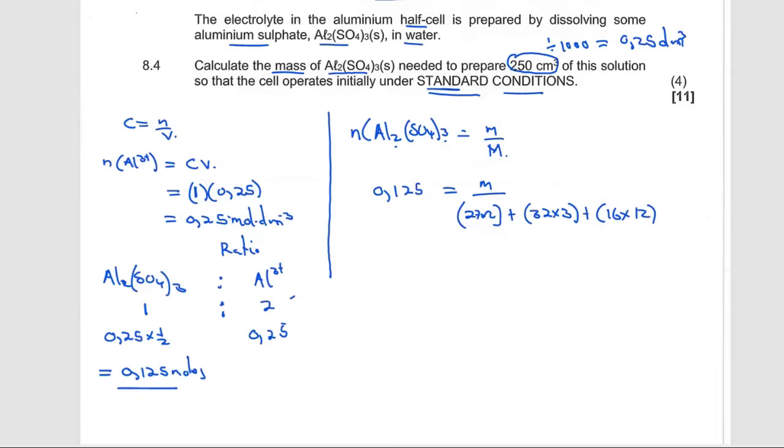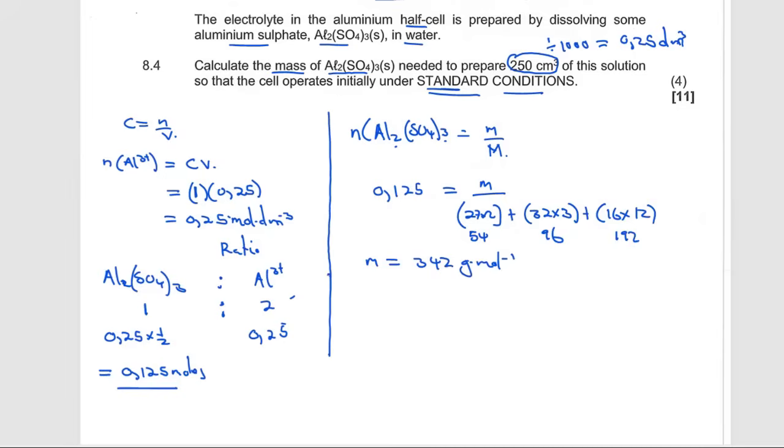If we do our math there, the final answer is 54, then 96, then 192. If I add all these, I'm going to get a value of 342 grams per mole. So this is what I'm having.